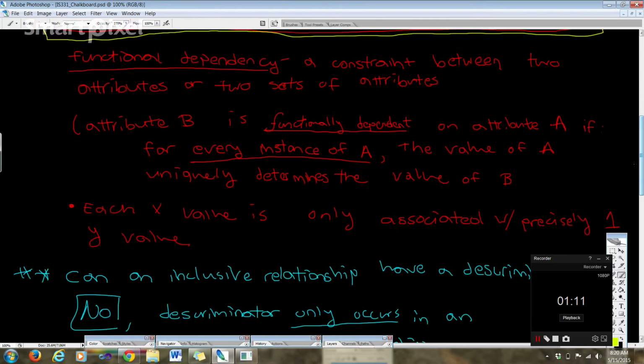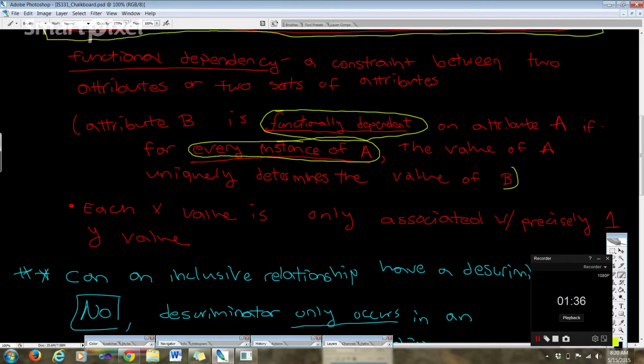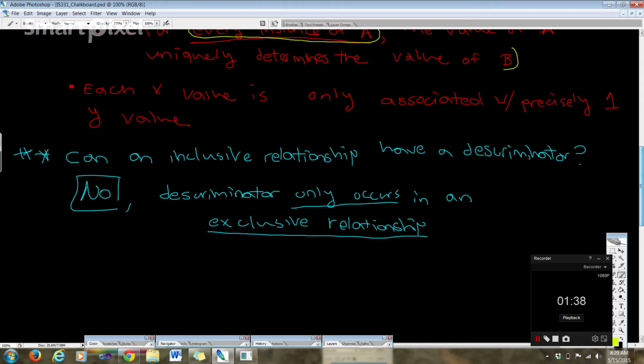Functional dependency is a constraint between two attributes or two sets of attributes. To define this, we say that attribute B is functionally dependent on attribute A if for every instance of A, the value of A uniquely determines the value of B. And I missed the parentheses here. Each X value is associated with precisely one Y value.